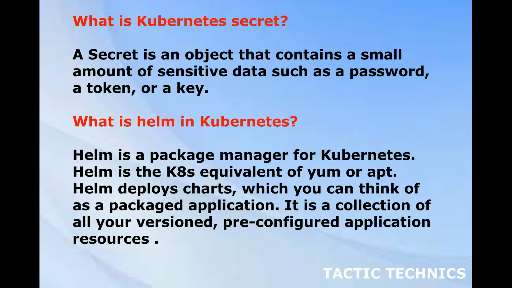What is Helm in Kubernetes? Helm is the package manager for Kubernetes. Helm is the K8s equivalent of Yum or apt. Helm deploys charts, which you can think of as a packaged application. It is a collection of all your versioned, pre-configured application resources.